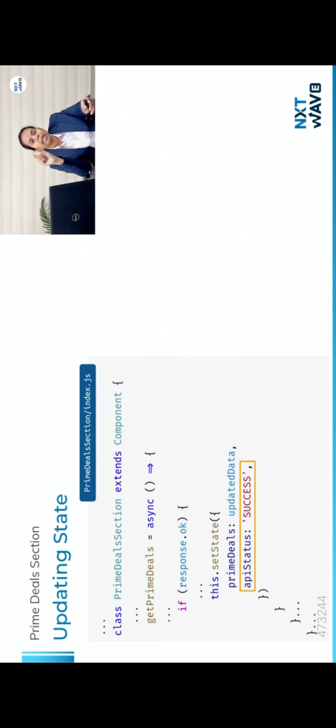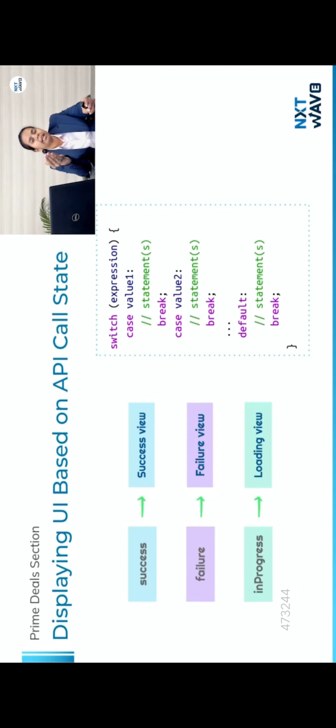Okay, so now when the API status is a success, while rendering, we have to display the success view, right? So for that, we'll make use of the switch. So based on the API status in the state, we'll appropriately display the view. In case of success, the success view. In case of failure, the failure view. In case of in progress, the loading view. Okay, so let's do these steps.